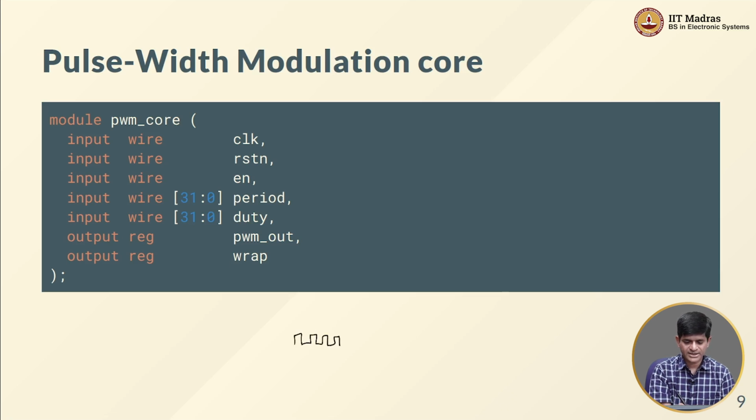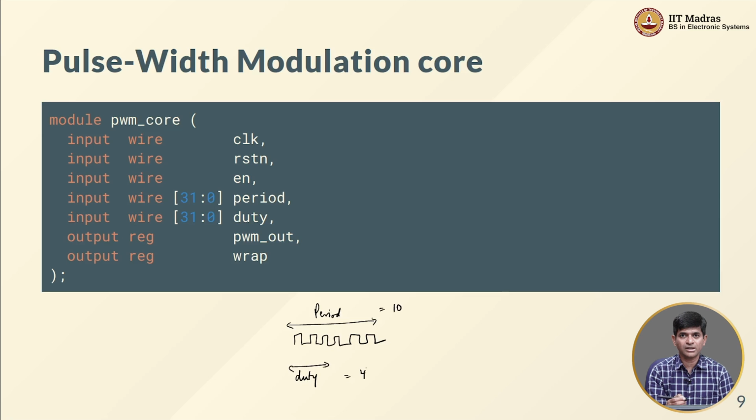This period and duty cycle together allow us to say, out of, let us say, n clock cycles that I have in the system, maybe I have this as the overall period. I might decide that the duty cycle corresponds to maybe 3 of those. So period equal to 10, duty equal to 4 would mean a 40% duty cycle. For 4 out of the 10 clock cycles, the output, which is given by this PWM out over here, is going to be high.